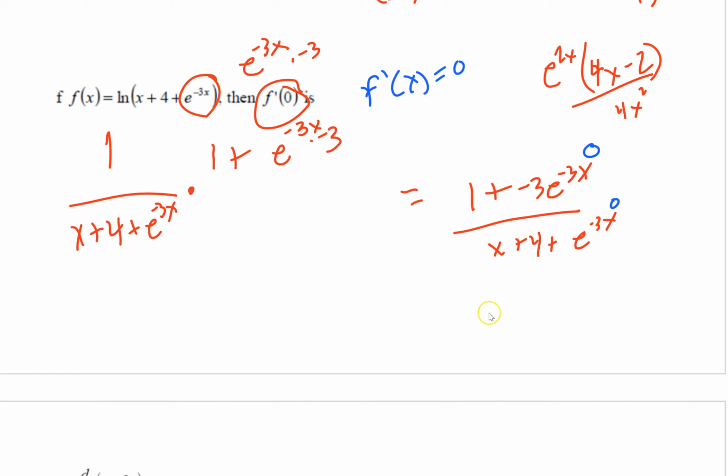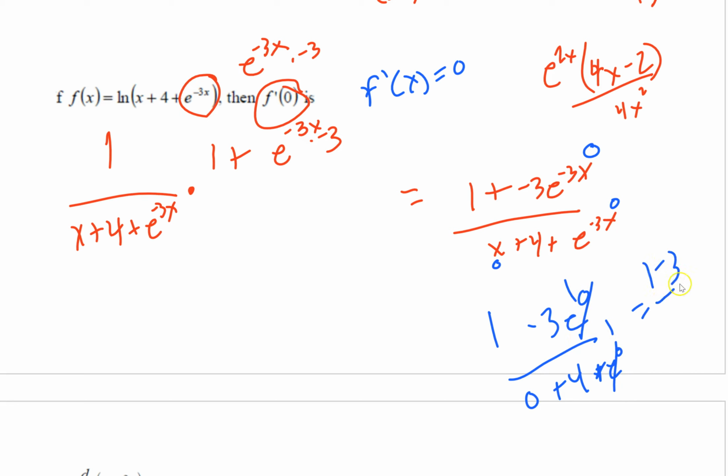You basically get, I'm showing a lot more work than I expect you to, e to the 0 over 0, there goes there too, plus 4 plus e to the 0. Anything to the 0 power is 1, except for 0. So you just get 1 minus 3 over 4 plus 1. Almost forgot the 1 right there. So 1 out of 0. And you get negative 2 over 5.